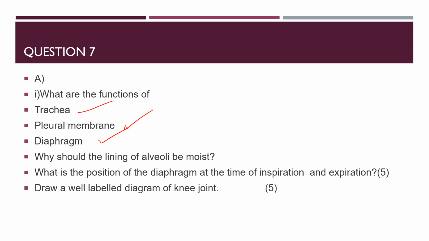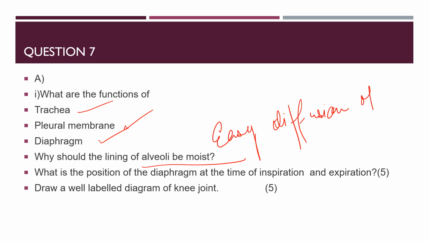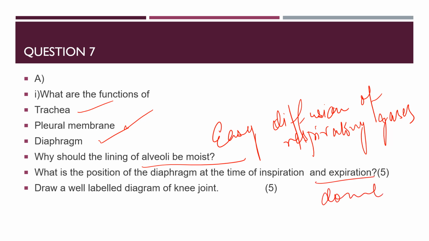So why should the lining of alveoli be moist? The lining of the alveoli should be moist for easy diffusion of respiratory gases. Is it clear? What is the position of diaphragm at the time of inspiration and expiration? During expiration the diaphragm is dome shaped, and during inspiration it flattens. Okay, so this is the shape of the diaphragm during inspiration and expiration.